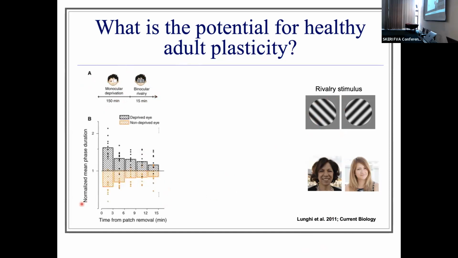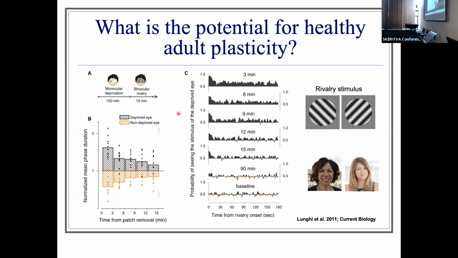What they found was that if you look at the change in the amount of time that they perceived the stimulus to the deprived eye after deprivation, it actually increased significantly, whereas the amount of time perceived by the non-deprived eye actually decreased. And if you looked across time, 3 minutes after you remove the eye patch, your perception is almost completely dominated by the eye that has been deprived, and then the balance returns over about 90 minutes. But you can see for the first 15 minutes, much of your perception will come through that eye that had been deprived. So this was an interesting finding.